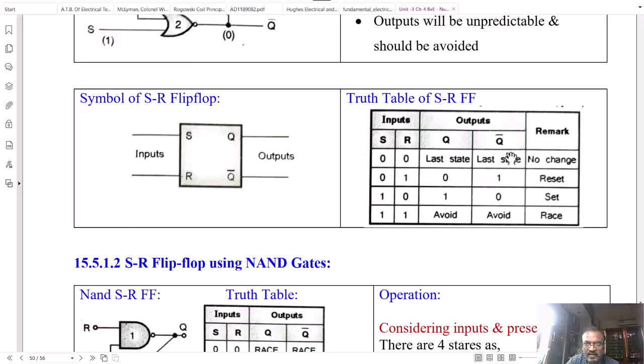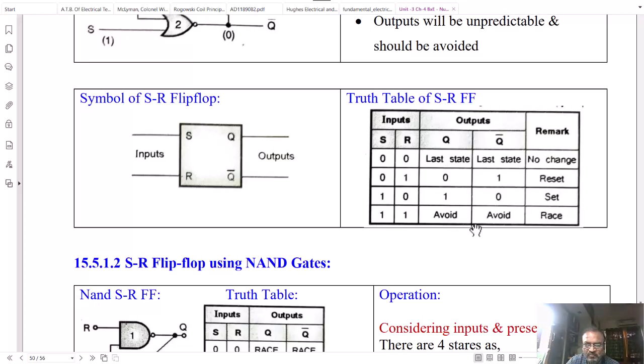When both S and R inputs are 0, the outputs Q and Q bar remain in the last state. There is no change in output. When the R input is 1 and the S input is 0, the flip-flop output will be reset, meaning Q becomes 0 and Q bar becomes 1. When the S input is 1 and the R input is 0, we are setting the flip-flop, and therefore the Q output will be set to 1 and the Q bar output will be 0. This is called the set state.